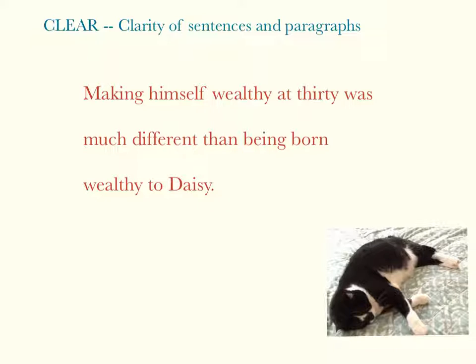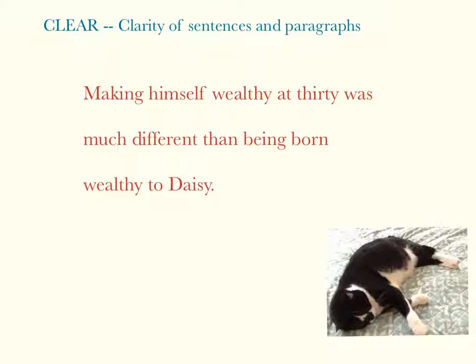So, an example of a potentially unclear sentence. Many of these examples I'm going to use are from essays about The Great Gatsby, which most of you probably haven't read yet, but you'll be able to get the gist of what's going on in the sentences. Nevertheless, making himself wealthy at 30 was much different than being born wealthy to Daisy.